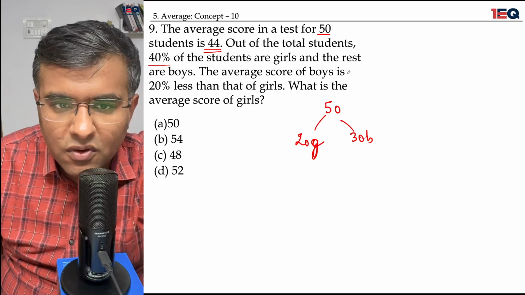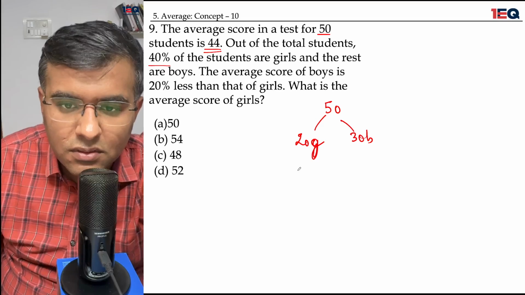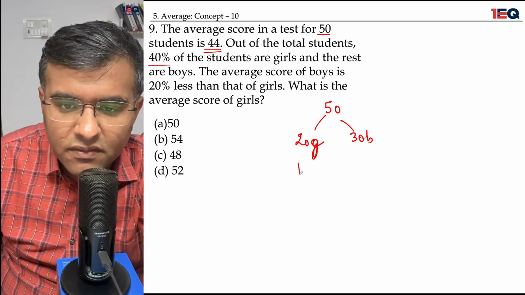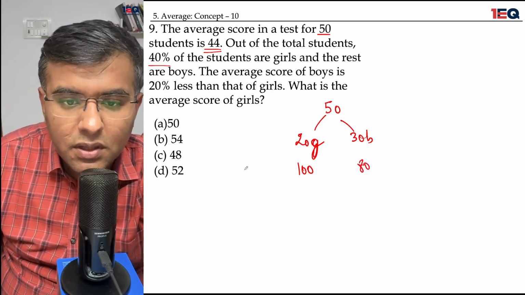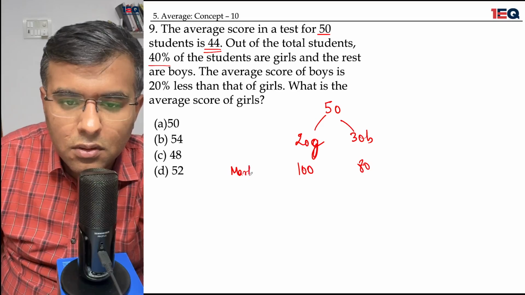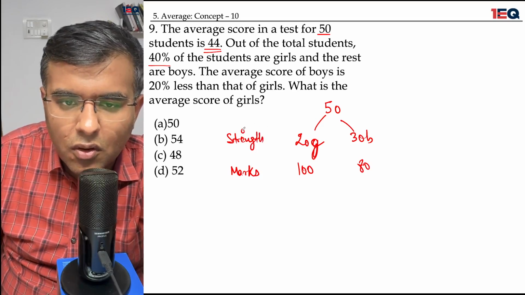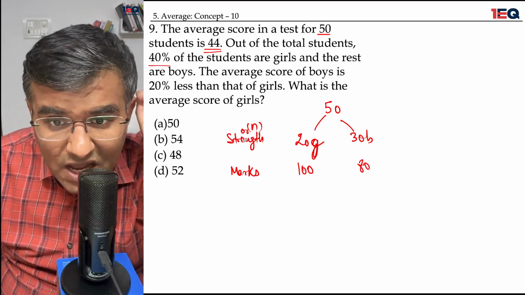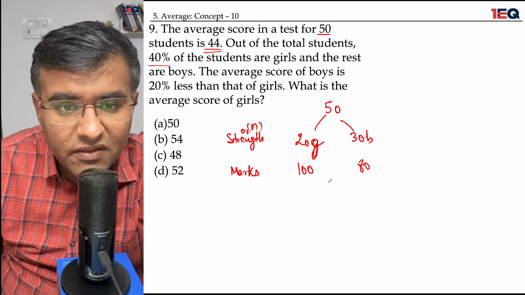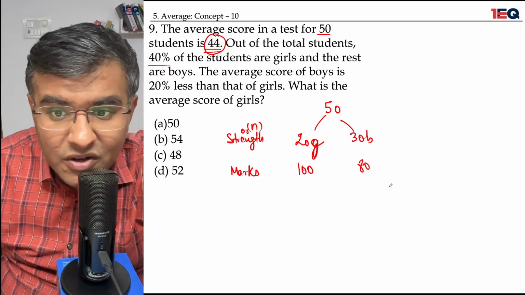The average score of boys is 20 less than that of girls. So if girls scored 100, the boys scored 80. These are marks, and this is class strength or n, the number. Now, what is the average score of girls? We need to find out the value of n. We have already been given a value of 44, which is the average of both of them.